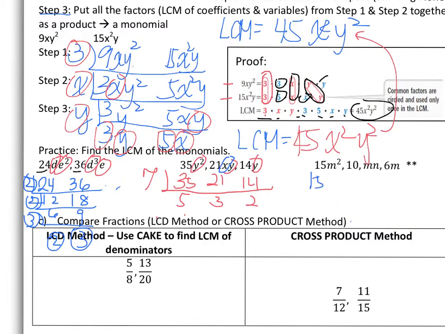Between 15, 10, and 6, let's take a look at this one first. 15 and 10: 5 times 3 is 15, 5 times 2 is 10, and then we'll copy 6. Now we have 2 and 6, and we should take 2 out. We copy 3, and then 2 times 1 is 2, 2 times 3 is 6.